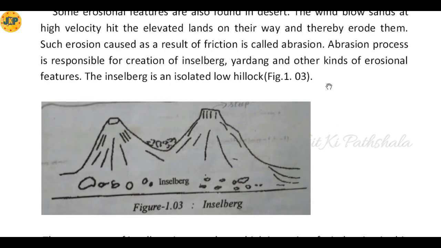So when abrasion takes place continuously, the shape of the hill gets changed, which later forms inselberg or yardang and other kinds of erosional features. The inselberg is an isolated low hillock. So inselbergs are the result of abrasion, and abrasion is the result of what? Erosion, and that erosion takes place because of deflation.